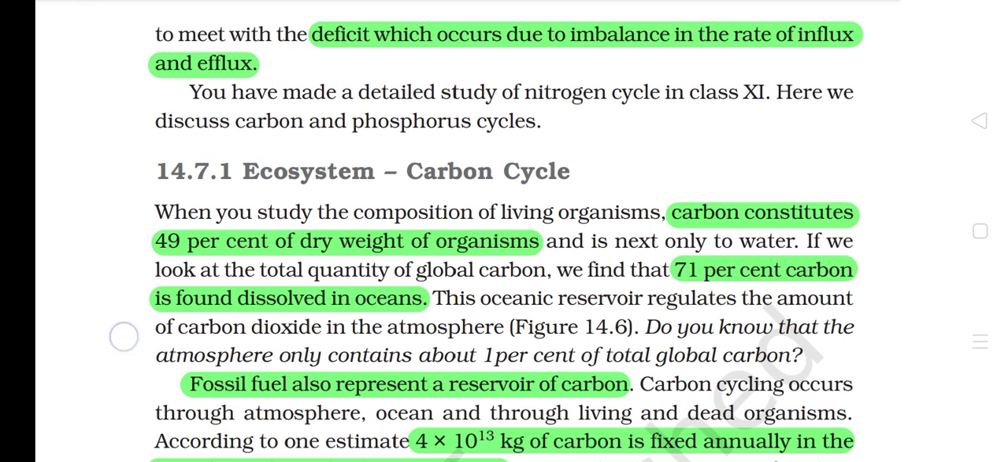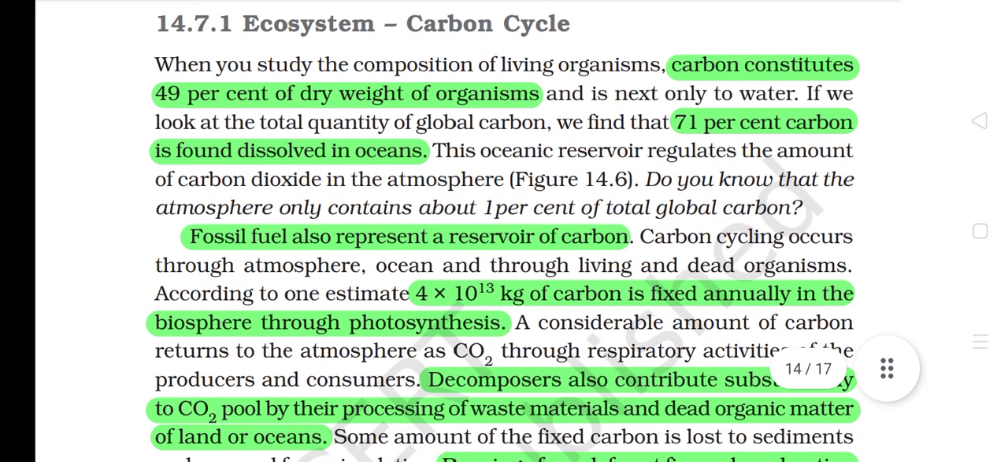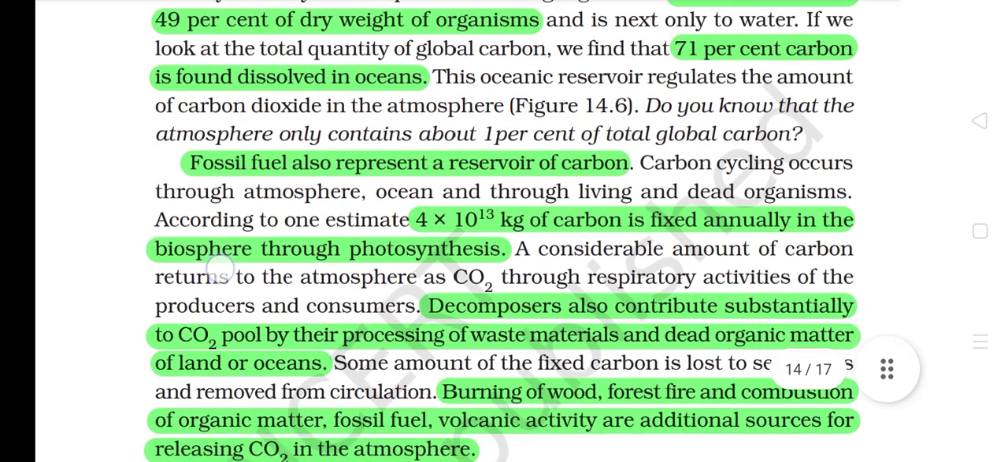Ecosystem carbon cycle. When you study the composition of living organisms, carbon constitutes 49% of dry weight of organisms and is next only to water. If we look at the total quantity of global carbon, we find that 71% of carbon is found dissolved in oceans. This oceanic reservoir regulates the amount of carbon dioxide in the atmosphere. Do you know that the atmosphere only contains about 1% of total global carbon? Fossil fuel also represents a reservoir of carbon.